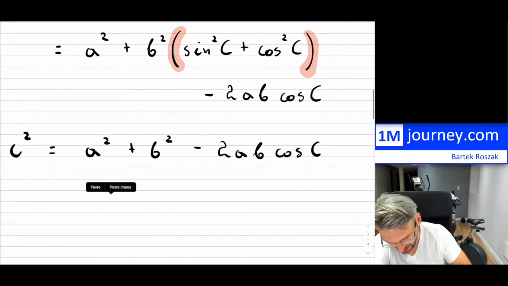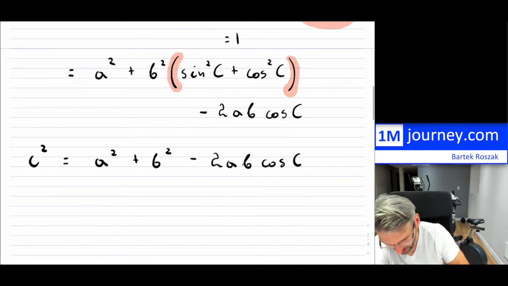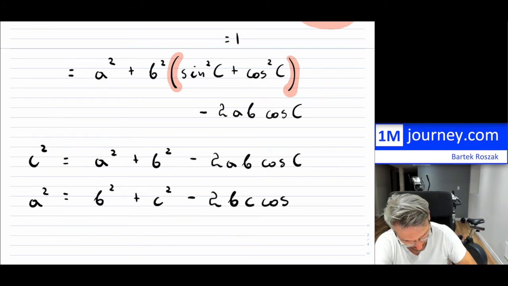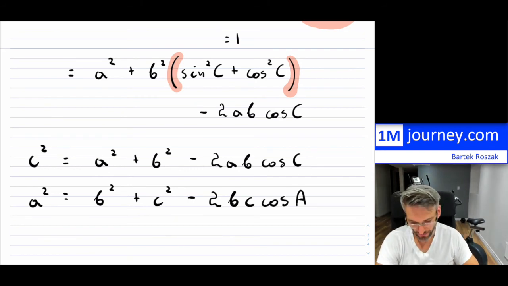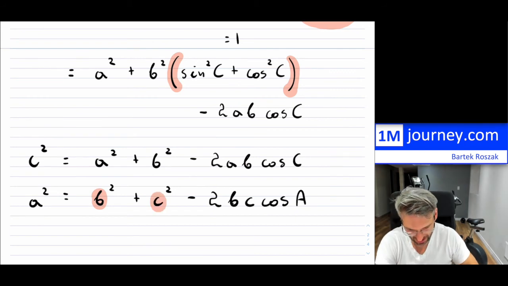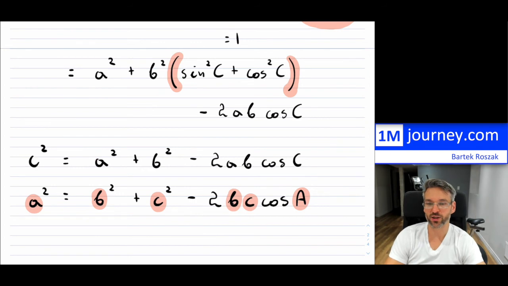For instance, if they gave us the A angle, we could have written A squared is equal to B squared plus C squared minus 2BC cos of the angle A. Notice this is your B and C, the adjacent sides, and this is the angle of what you are looking for. So you can write the cosine law for any angle that you wish.